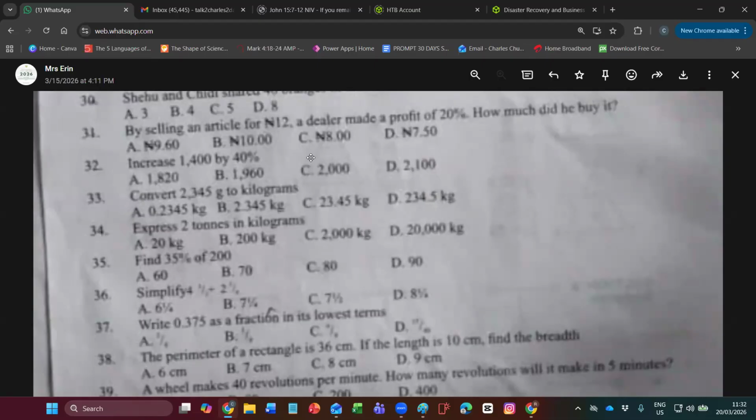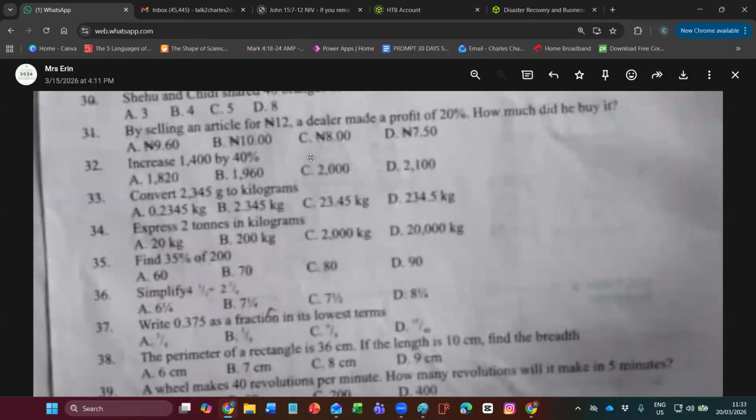Now let's take a look at number 31. Have you seen something there? Number 31 looks like a question we have done before, but guess what? They are asking for the cost. Selling an article for 12, a dealer made a profit of 20%. How much did he buy it? So what are they asking for here? Selling price or cost price? They are asking for the cost price.